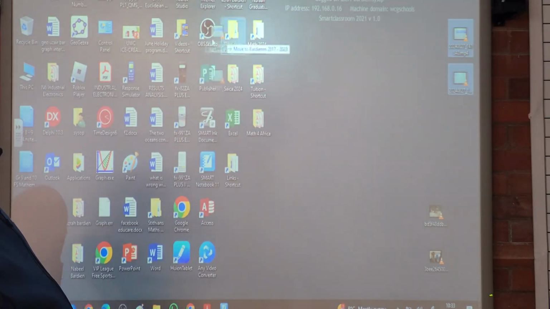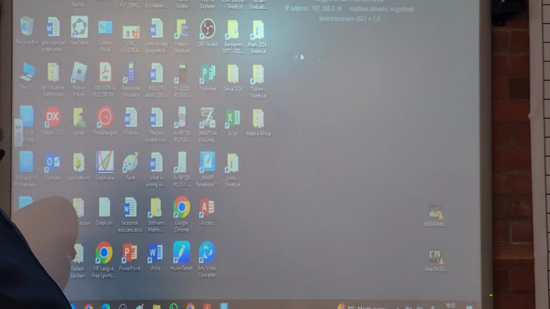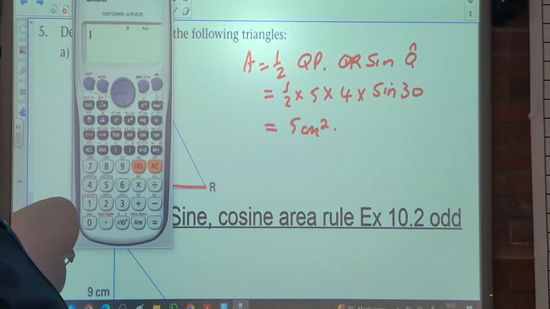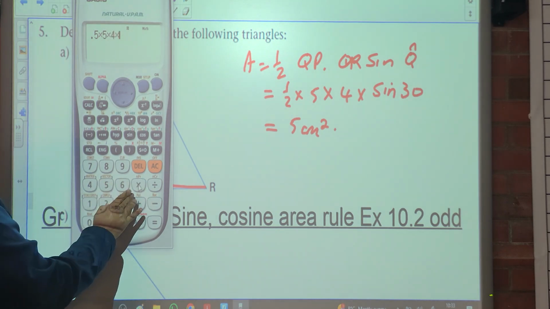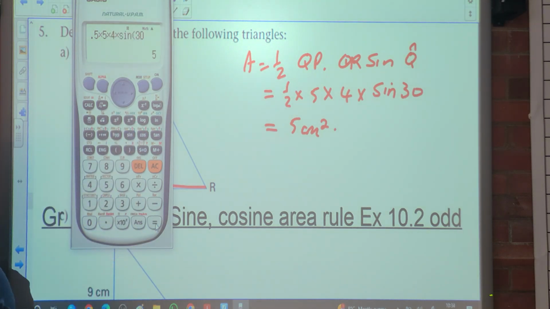Going to be 0.5 times 5 times 4 times sine 30. Gives you 5 centimeters. Alright, any confusion there, people?